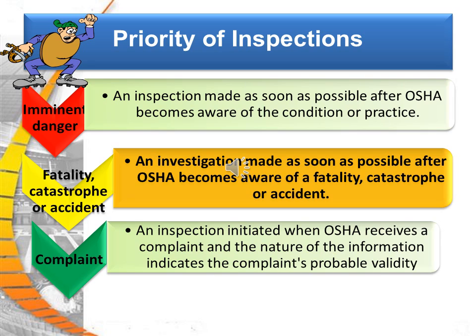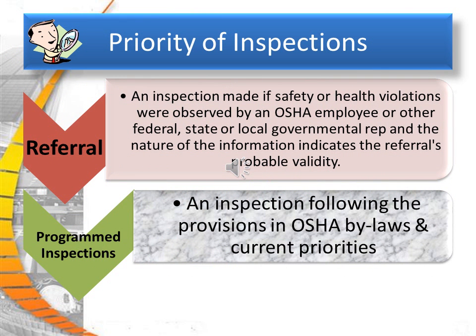A complaint. An inspection would be initiated by OSHA when OSHA receives a complaint and the nature of the information indicates the complaint's probable validity. Priority of inspections. An inspection may be made if safety or health violations were observed by an OSHA employee or other federal, state, or local government representative, and the nature of the information indicates the referral's probable validity. In a program inspection situation, an inspection is followed by the provisions of OSHA's bylaws and its current priorities.